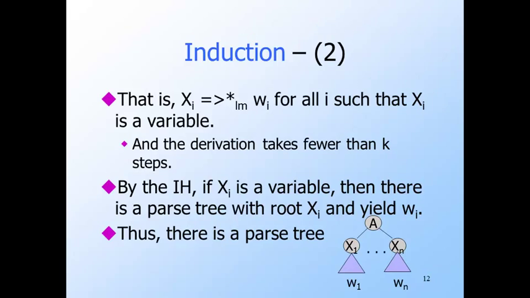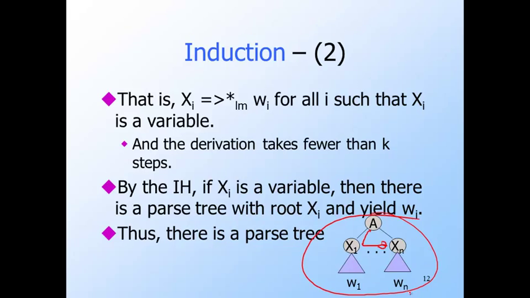Thus, we can build the parse tree shown, that is this. The root uses the first production of the derivation, that is A goes to X1 through Xn, and the ith child either is wi if Xi is a terminal, or it is the root of a parse tree from Xi deriving wi. The yield of this tree is w1 through wn, which is w.